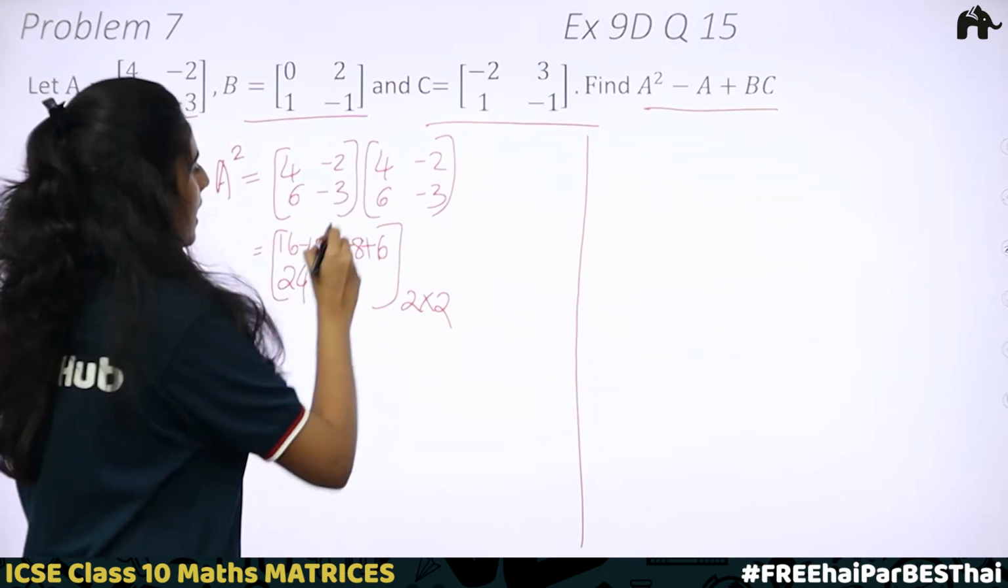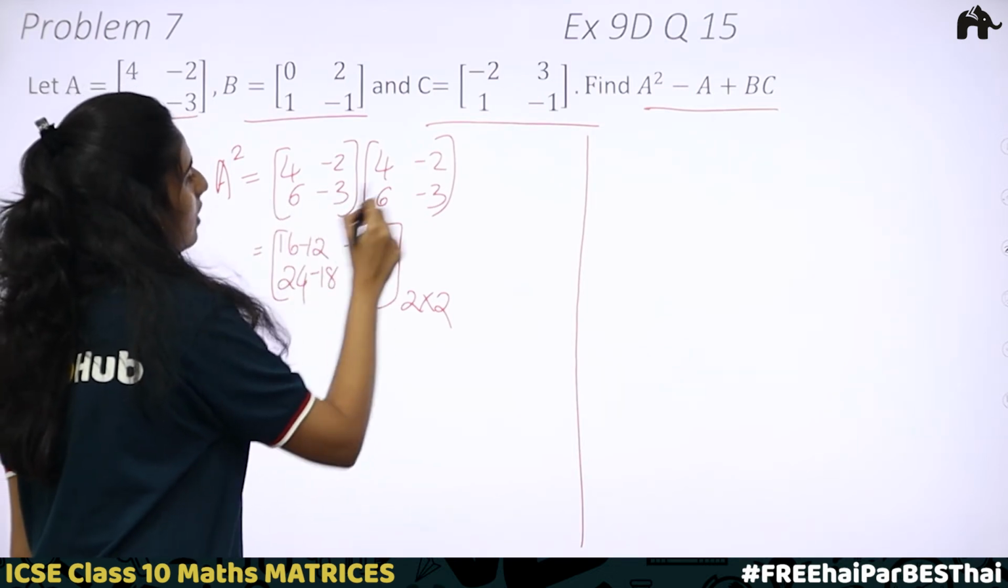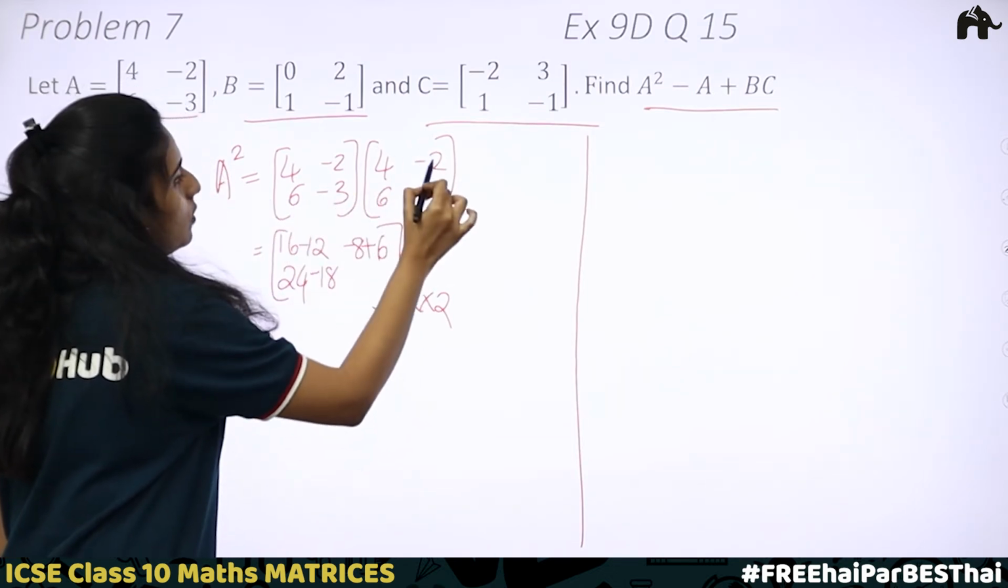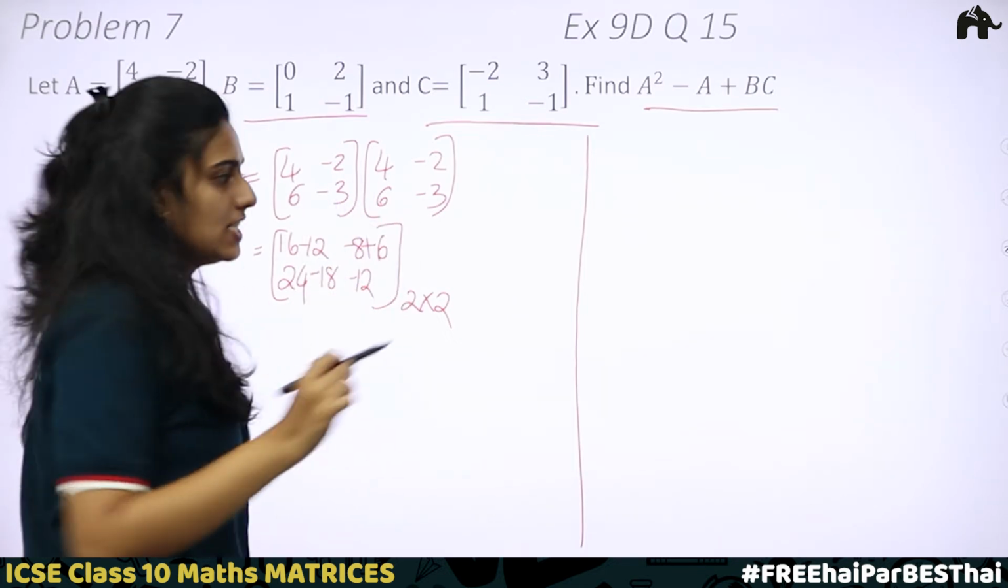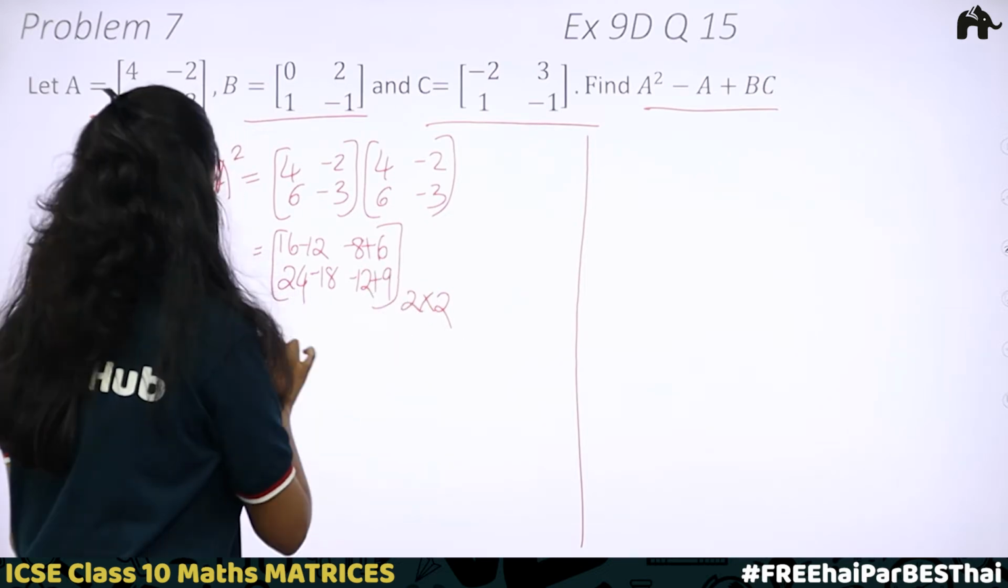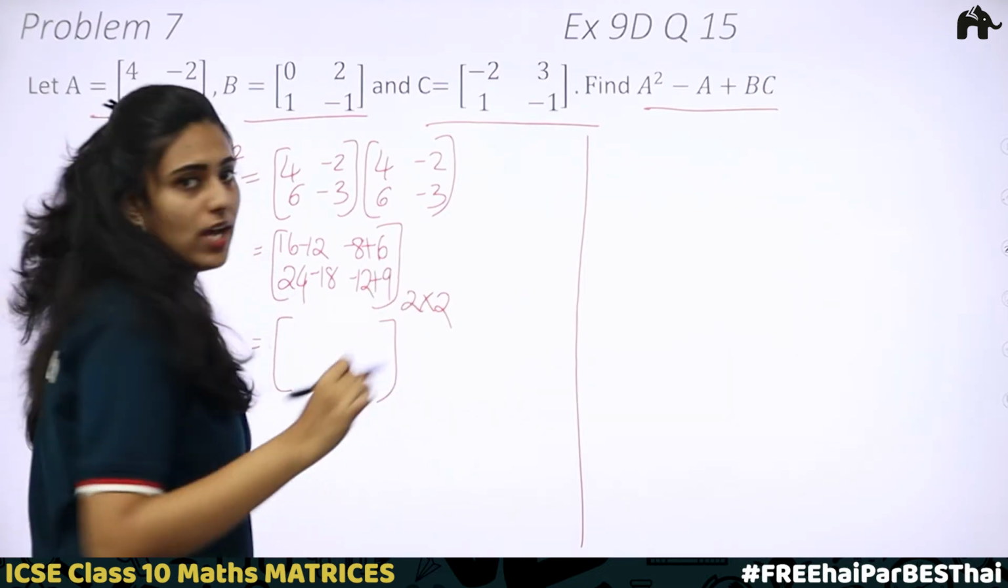Next, the last element, second row, second column. 6 into minus 2 is minus 12. Minus 3 into minus 3 is plus 9. Now, we will be getting the elements of A square matrix.